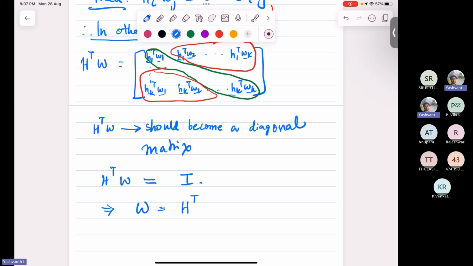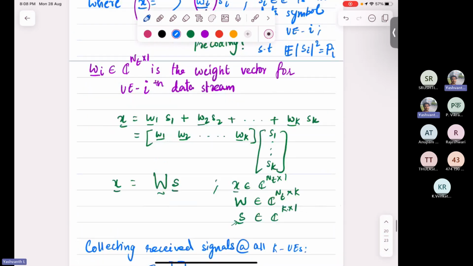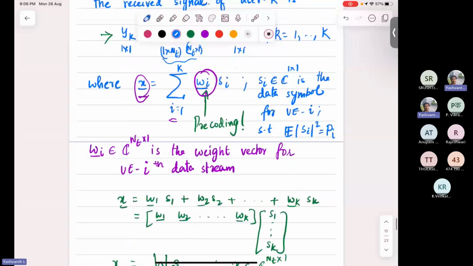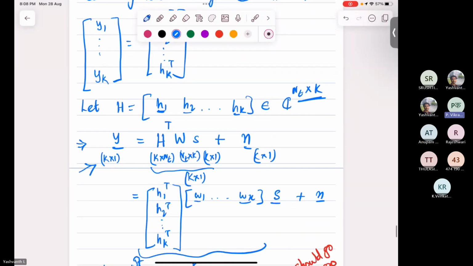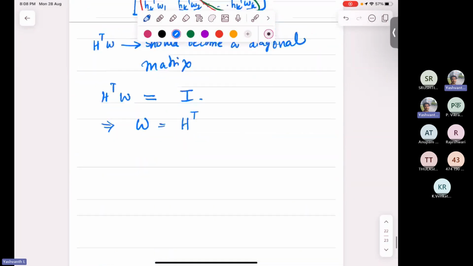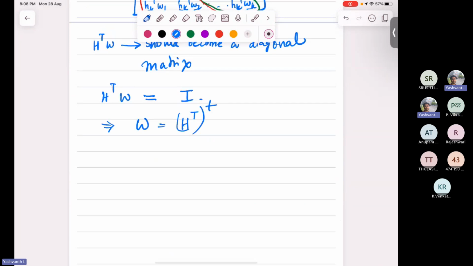Is H transpose a square matrix? No. What is H? H is, okay, here I defined, right? H is N_T cross K. And okay, so pseudo inverse. Exactly. So it's an H transpose pseudo inverse.